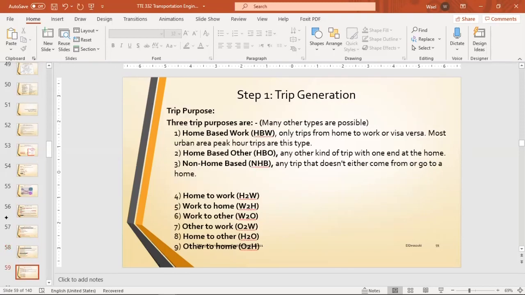Okay, trip purpose. We have three trip purposes: home based to work, okay, home based to others, non-home based. Okay, as we mentioned before, those belong to the primary trips. Okay, home to work. Okay, there's work to home. Okay, work to others, others to work, home to others, others to home.